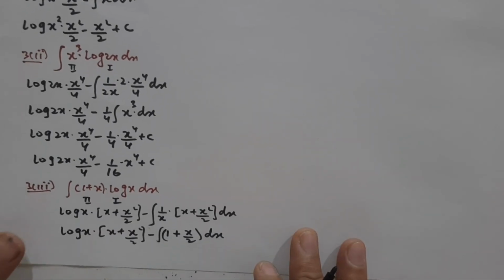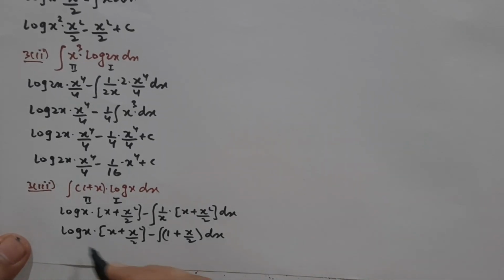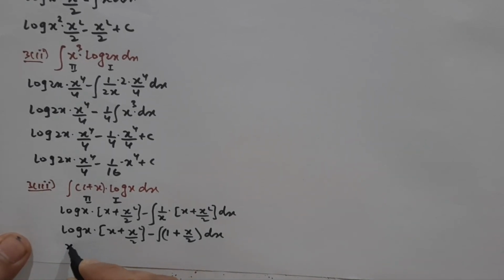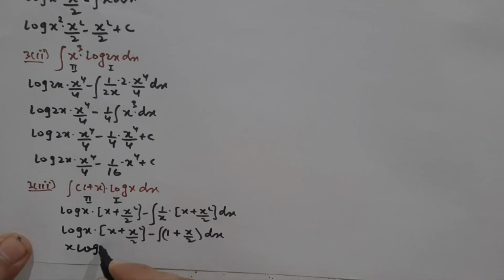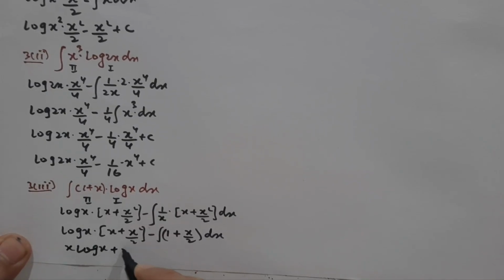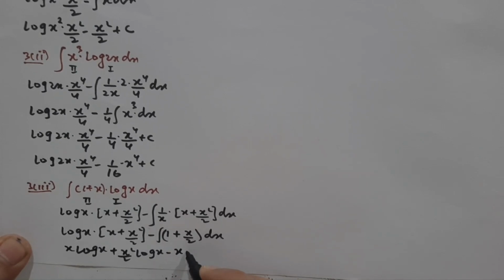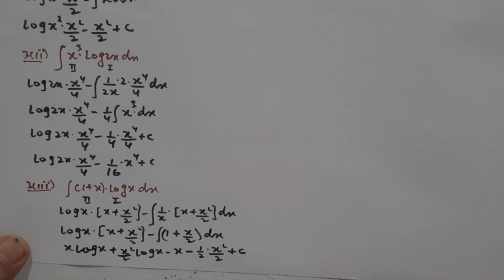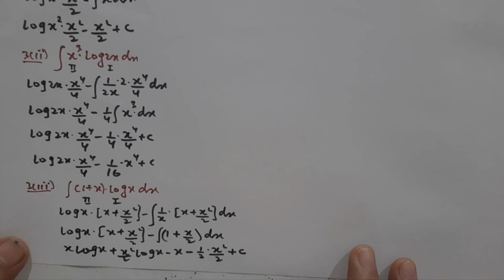Now integrate it. If we want we can multiply the bracket also, so we get x log x plus x square upon 2 log x. Now the integral of 1 is x, minus integral of x upon 2, so 1 upon 2 outside and the integral of x is x square upon 2, plus c. So this is the solution of this question.